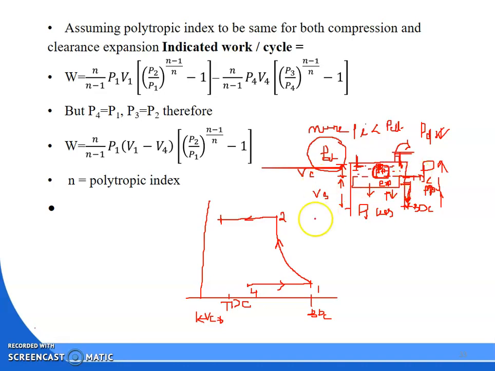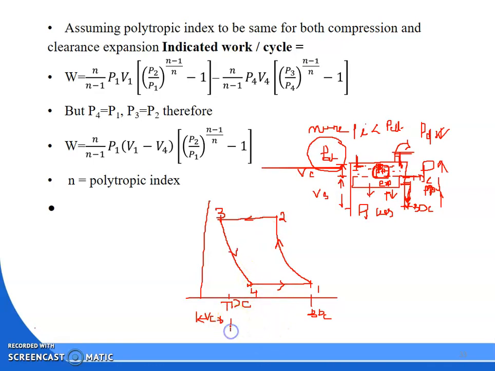So again for suction, when the piston moves from TDC to BDC, what will happen? The air left inside the clearance volume will expand. So the processes are 1 to 2, 2 to 3, 3 to 4 and 4 to 1. 4 to 1 is suction, 1 to 2 is compression, 2 to 3 is delivery, 3 to 4 is expansion. Clear?